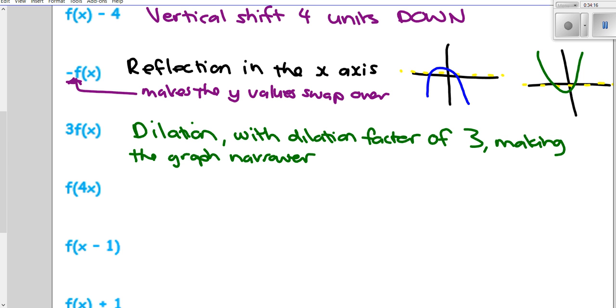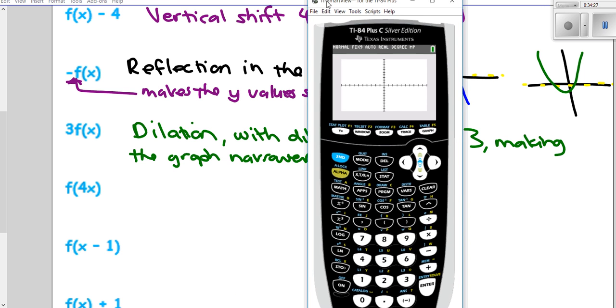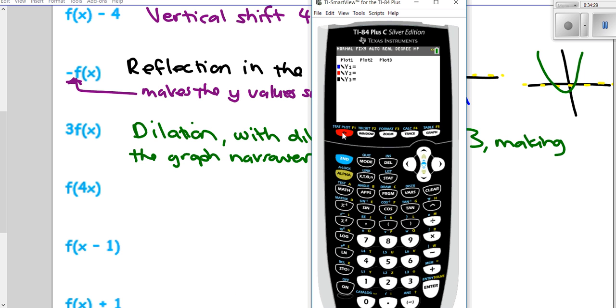Now the f(4x) one is an interesting one, and I might try to demonstrate that with an example. It's a bit crazy, that one. So let's do a regular looking x squared minus 4x minus 8. So I've just done a regular little graph, x squared minus 4x minus 8.